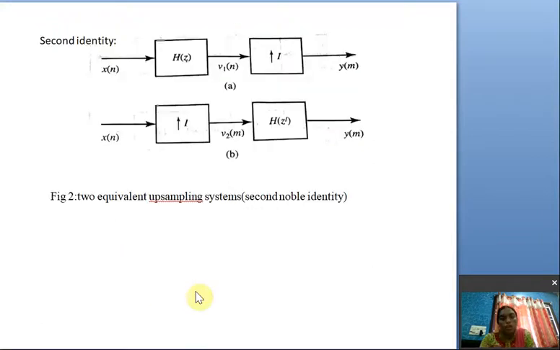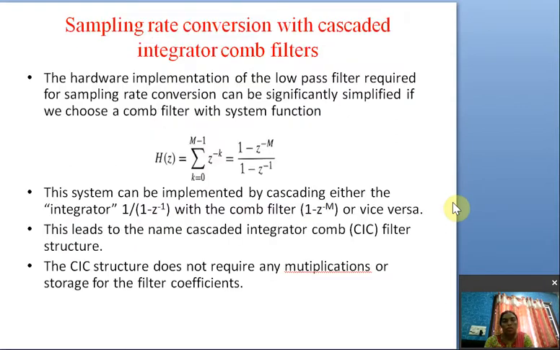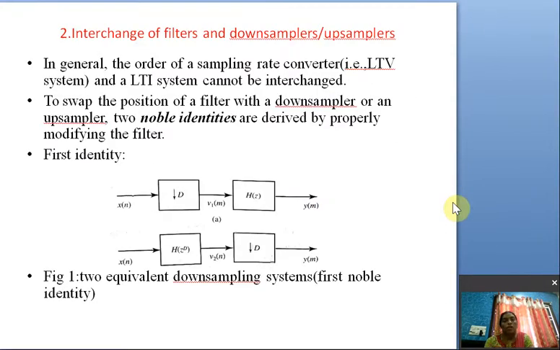Next, the second noble identity is H(z) with an upsampler, here also an upsampler, the interpolator, now H(z power I). So this is the second noble identity, and both are equal. Observe these two identities, right? Based on these two identities, we can swap the position of a filter with a downsampler or an upsampler. So this is the second thing.